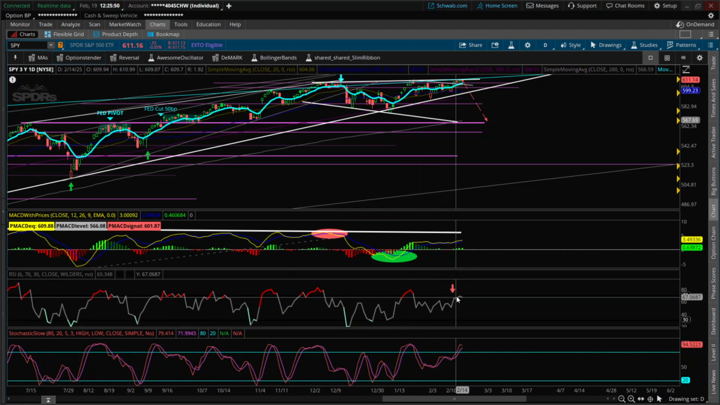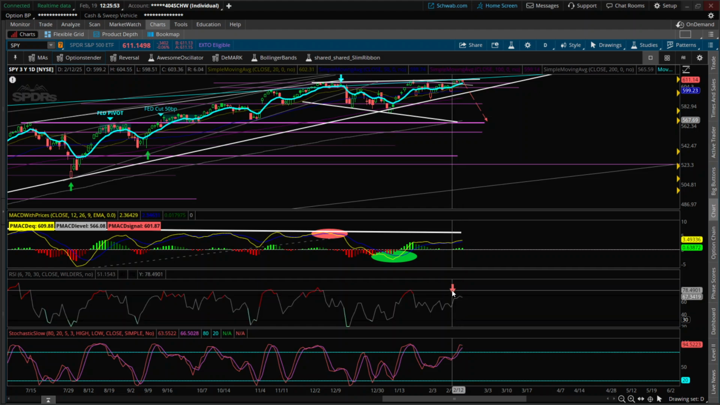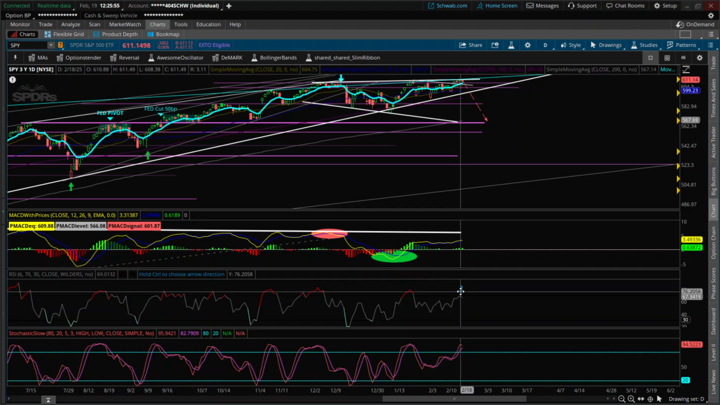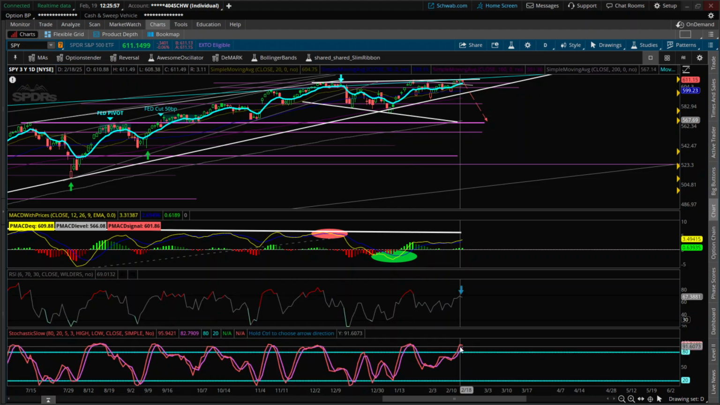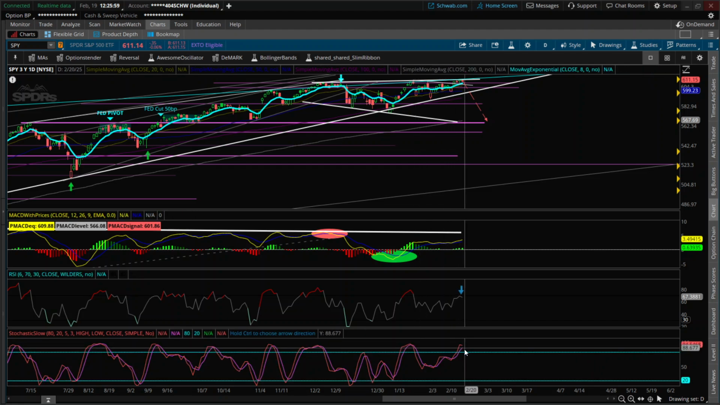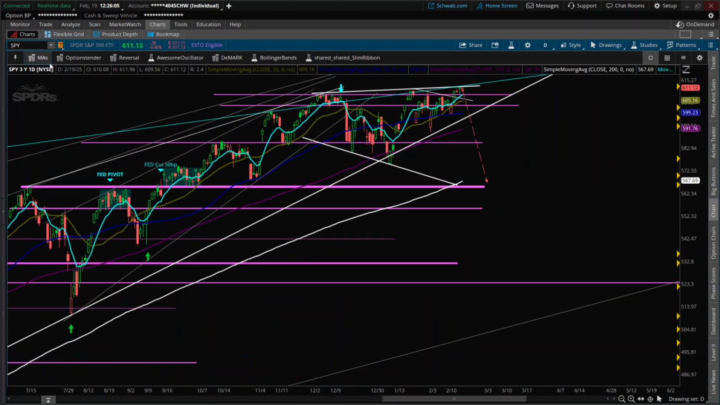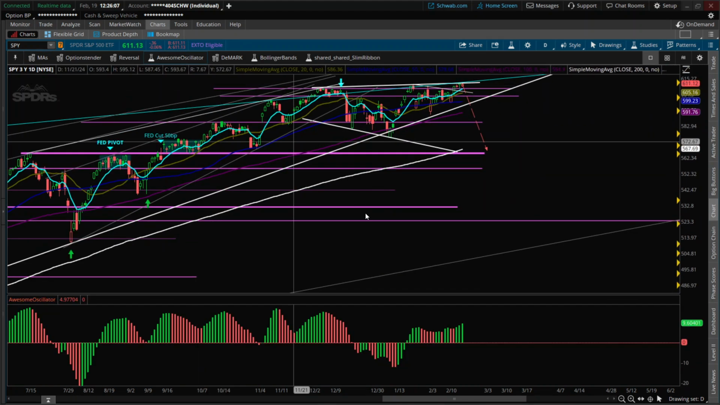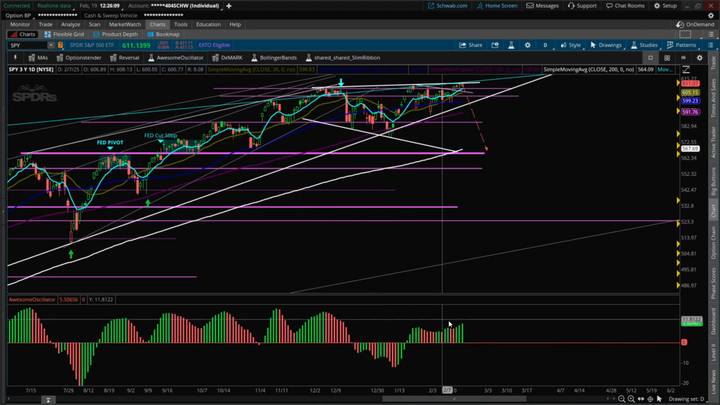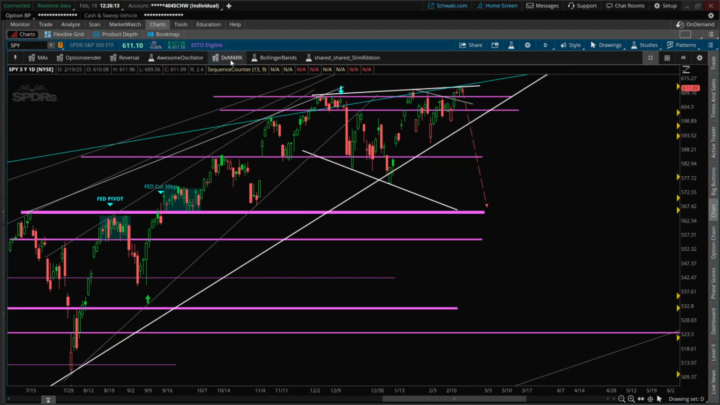On the RSI, weaker. Just got another negative divergence today. Same thing with the slow stochastic. That looks like it wants to curl. If it starts to curl and break this 80, that will be another sell signal there. Awesome Oscillator, negative divergence all the way through. See if we have anything on the DeMark.